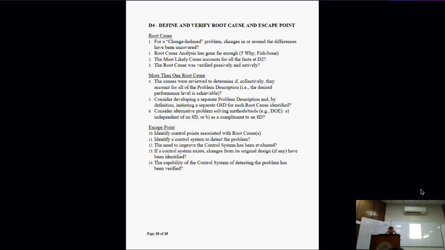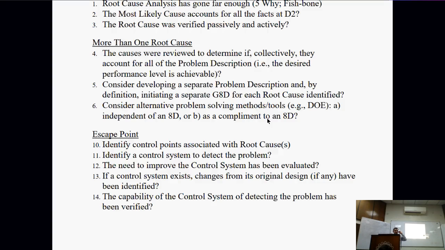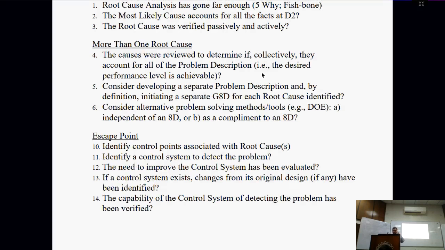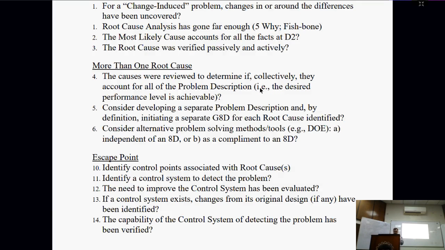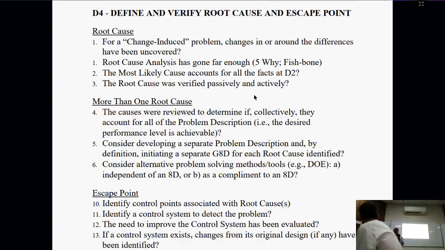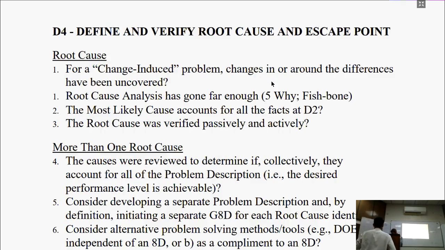And then you come to the root cause analysis. In the root cause analysis, the best way to do it is 5Y. It is a very good way. Okay, so we said 5Y is a very good root cause analysis tool.